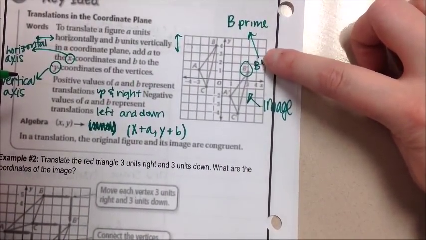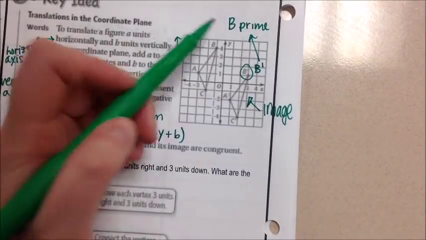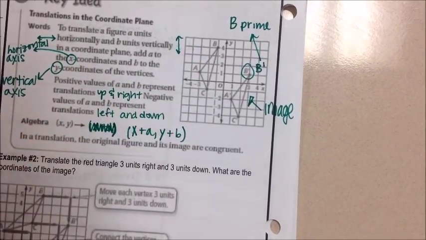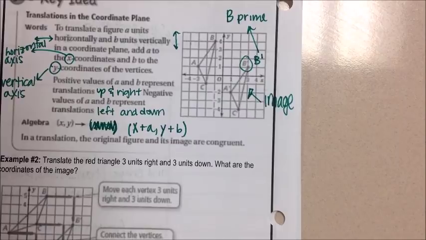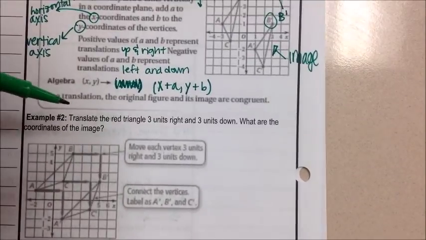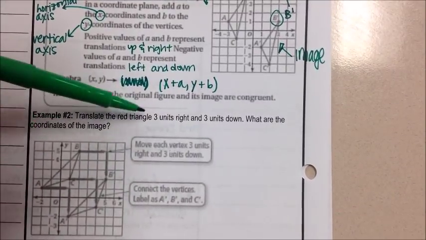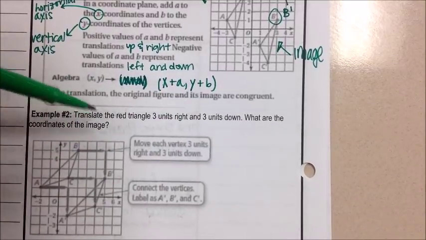That number, that little hash mark right there, okay? So I went from B to B prime, A to A prime, C to C prime, okay? So this says translate the red triangle 3 units right and 3 units down. What are the coordinates of the image?